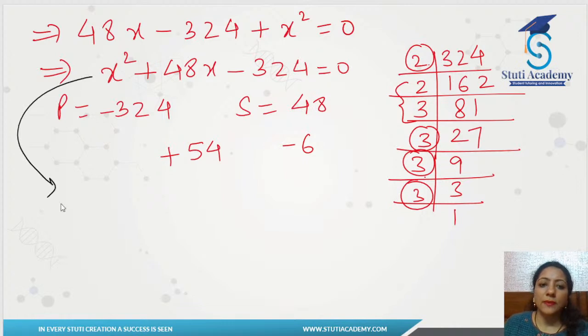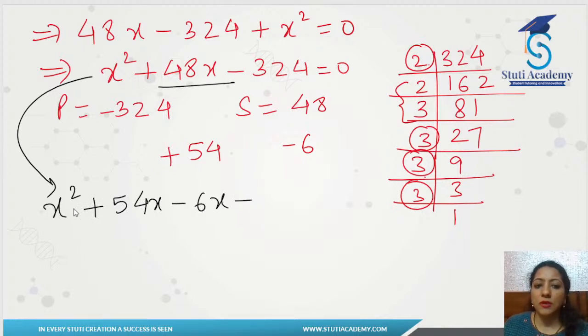So we can take this and we can split the middle term. This can be written as 54x minus 6x. And the first term I've written as it is. There's no change in the last term also. We are writing as it is.